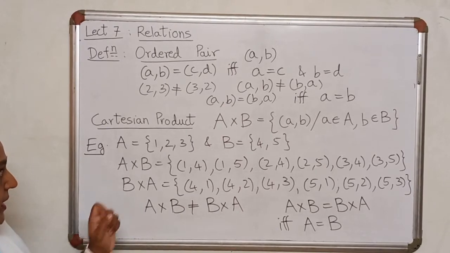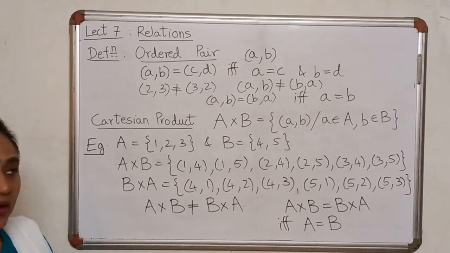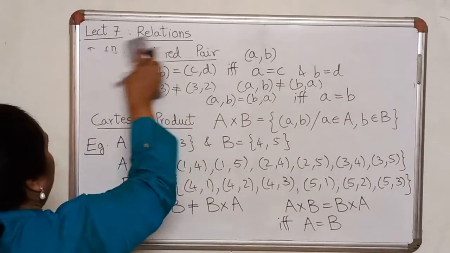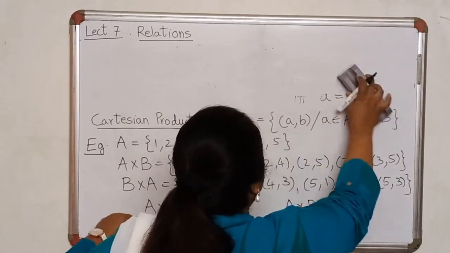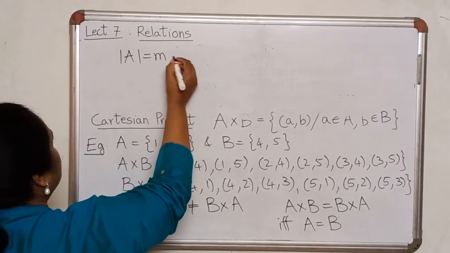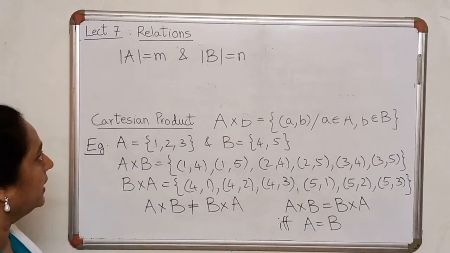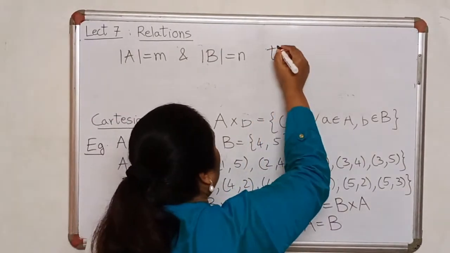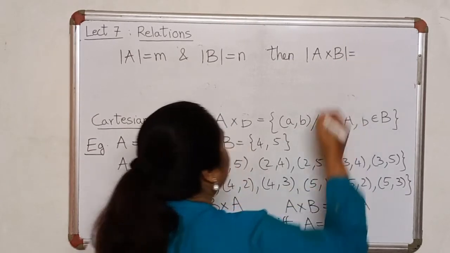There's yet another important aspect of the Cartesian product which you must remember. Suppose like in this example, you can also define it for infinite sets, but specifically suppose I have finite sets and cardinality of A is say M, means number of elements in A is M. B is also finite, say cardinality of B is N. So number of elements in A is M, number of elements in B is N. Then number of elements in A cross B.